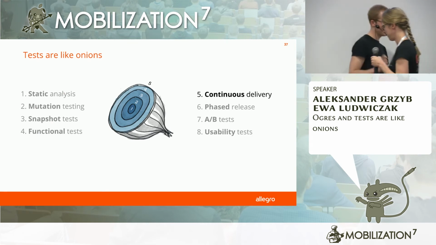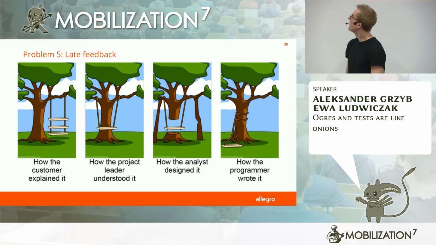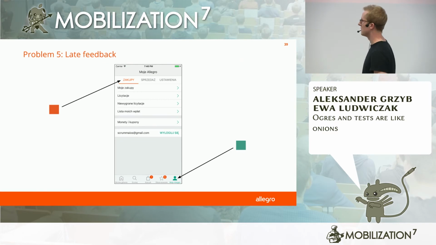Okay, so the next problem we experienced was late feedback. At Allegro, in the iOS team, we work in 3 different cities, and the team is quite large. And sometimes in a team of that size, there are communication issues. To give you a little bit of an example of how it can look, this is a fake example. Imagine that your product owner asks you to change the selected color of a tab. Okay, so the developer takes the ticket, tries to execute it, but actually in the application we have 2 tabs.